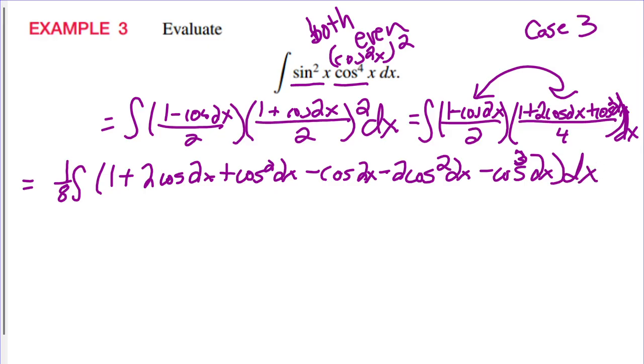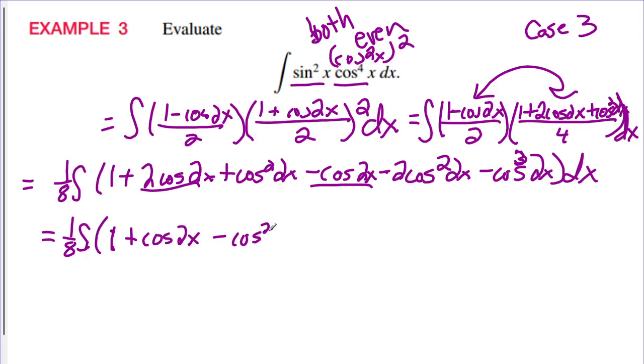That will allow us to do some simplifications. Notice here we have a couple like terms. 2 cosine of 2x minus cosine of 2x will simplify. And so now we can simplify this down to 1/8, the integral of 1 plus, again this 2 minus the 1 will leave us with 1 cosine of 2x minus cosine squared of 2x minus cosine cubed of 2x when we do all of our simplifications, dx.